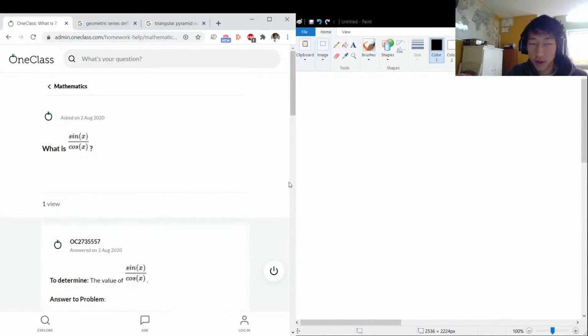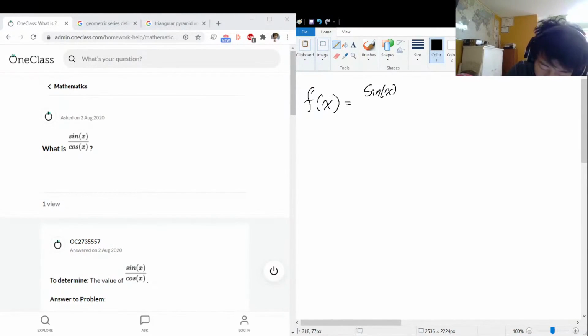Cool. So let's move on to our next question on the menu. What is sine x divided by cos x? Let's say that's just our function here. Our function, let's call it f. F for function is sine of x over cos of x.